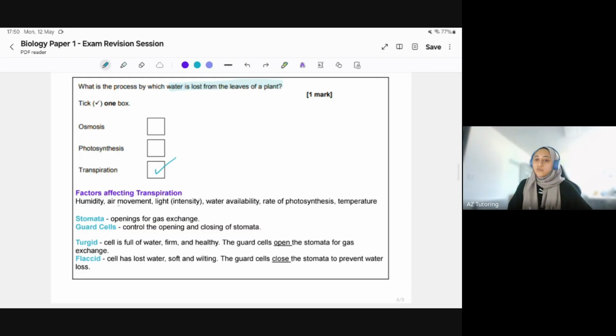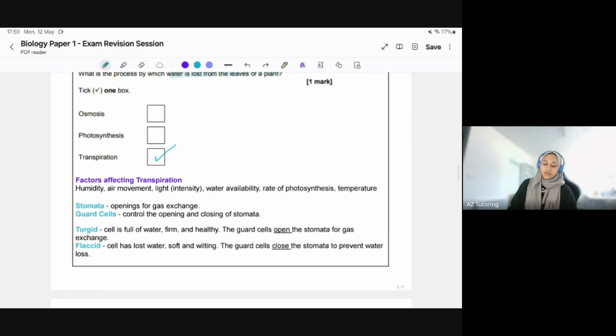Air movement: if it's quite windy outside, the wind will blow the water particles off the plant. Light intensity: the more light, the more photosynthesis, more water being used. Water availability, meaning watering the plant, they have to get the water from somewhere, or potentially rain. Rate of photosynthesis again ties in with light intensity, and temperature as well.